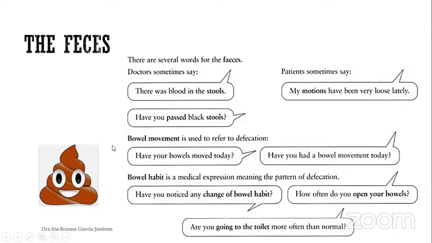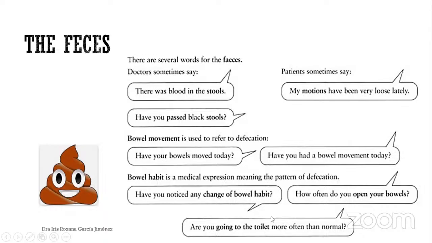We got the idea of how the patient is going to the bath, of course. And now let's consider the bowel habit. It's a medical expression meaning the pattern of defecation. Have you noticed any change of your bowel habit? How often do you open your bowels? How often do you go to the bathroom? How often do you go to the toilet? Are you going to the toilet more often than normal?